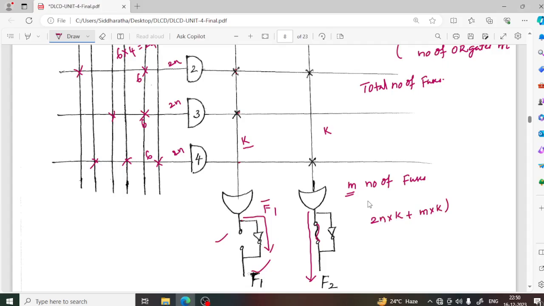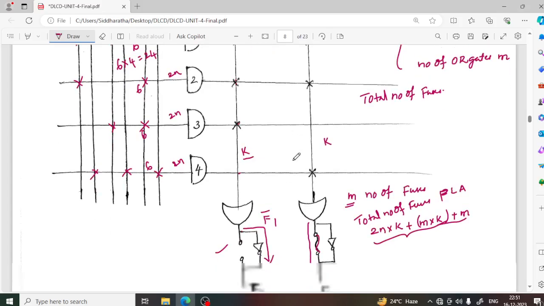So this is the expression of the total number of fuses in which programmable logic device? Programmable Logic Array, right? So a very simple concept. So this is about PLA.